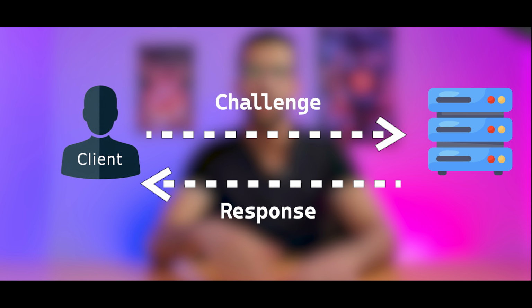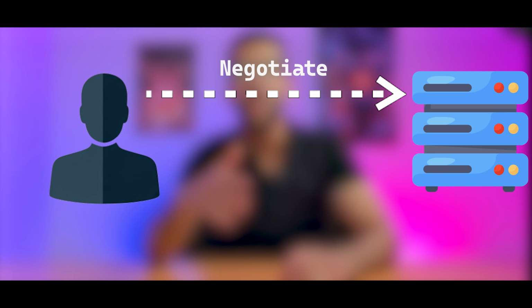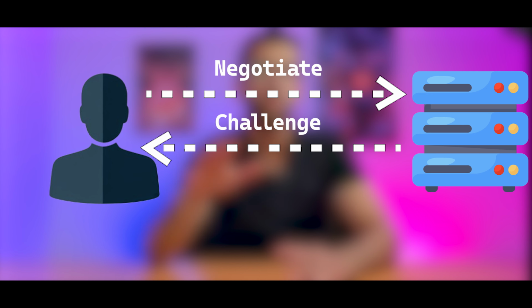server. Instead of sending passwords directly to the server, it relies on a challenge response mechanism to verify users. Here's how it works. The client asks the server to authenticate using NTLM by sending a negotiate message. Then the server replies with a random challenge.